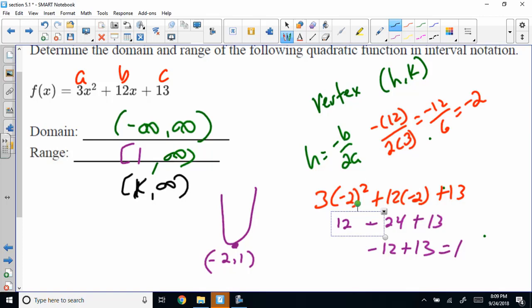Y'all good? Okay. Let's go green. Well, then went green. Let's go blue.